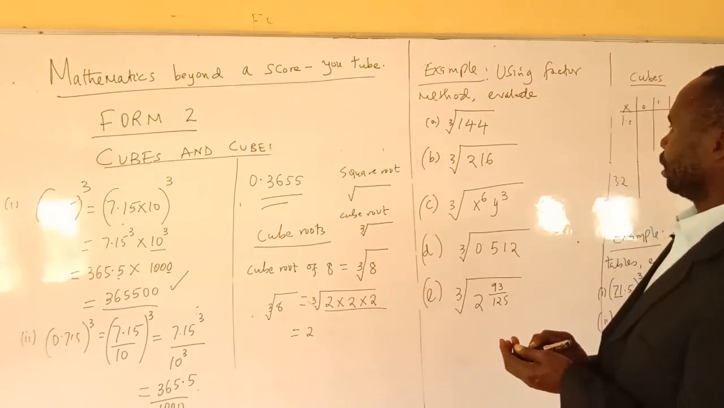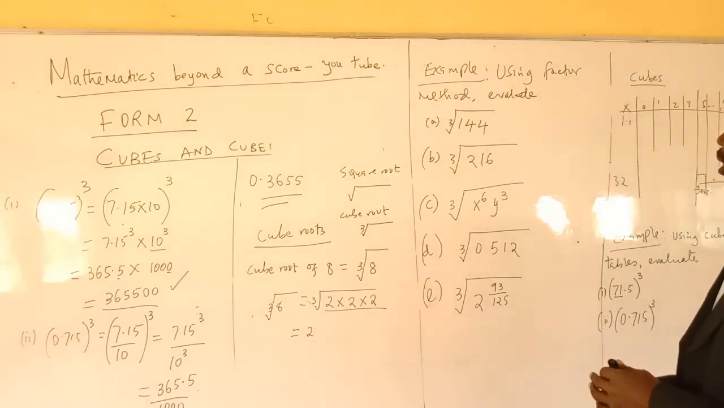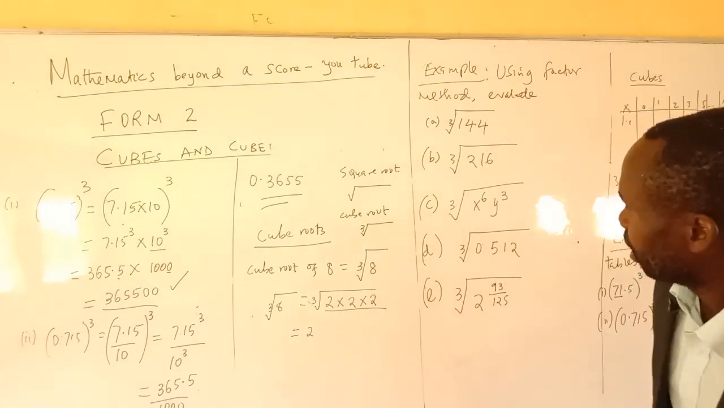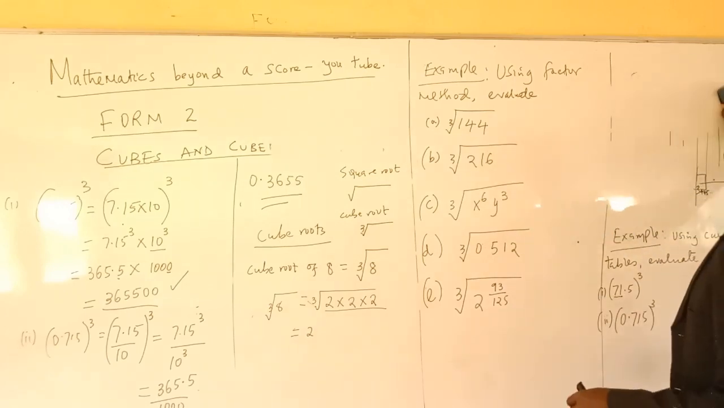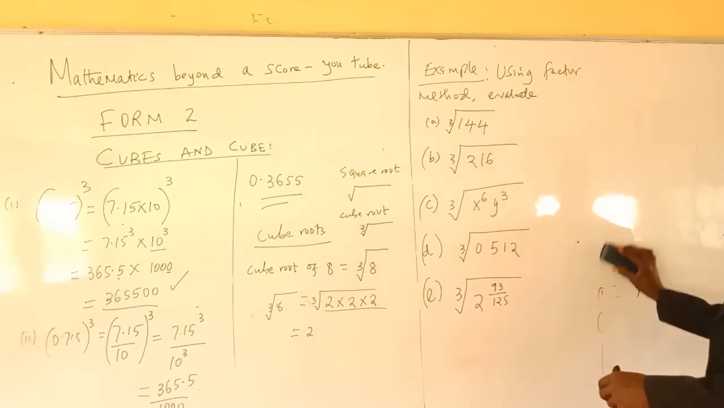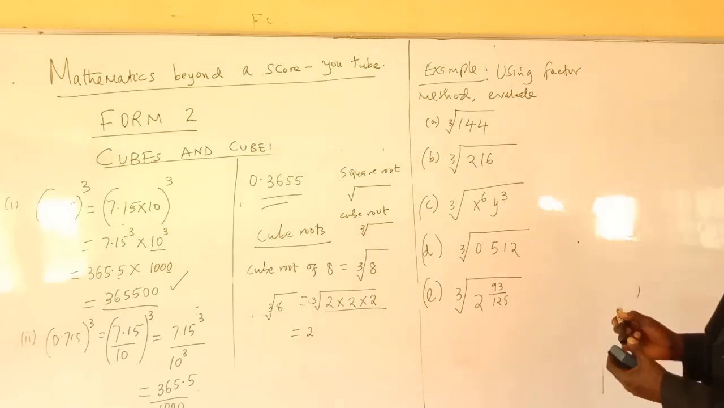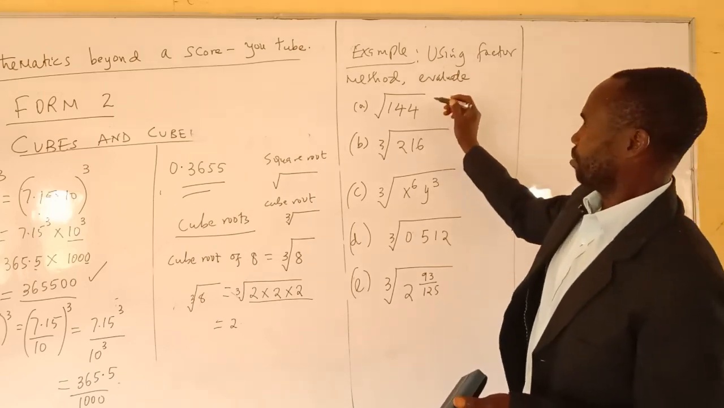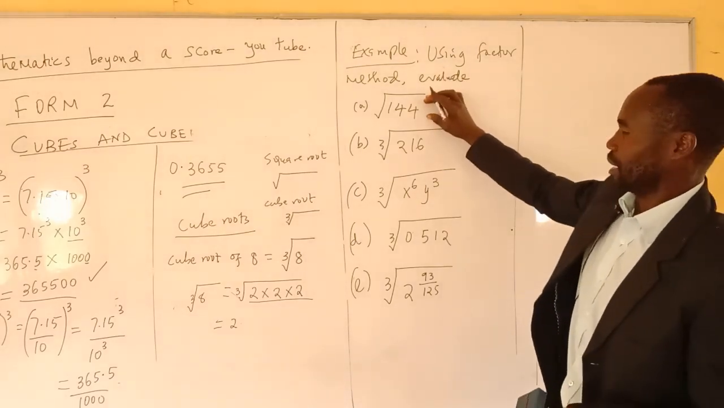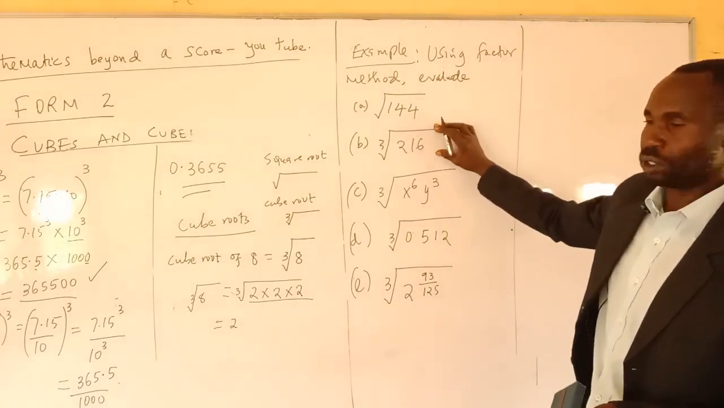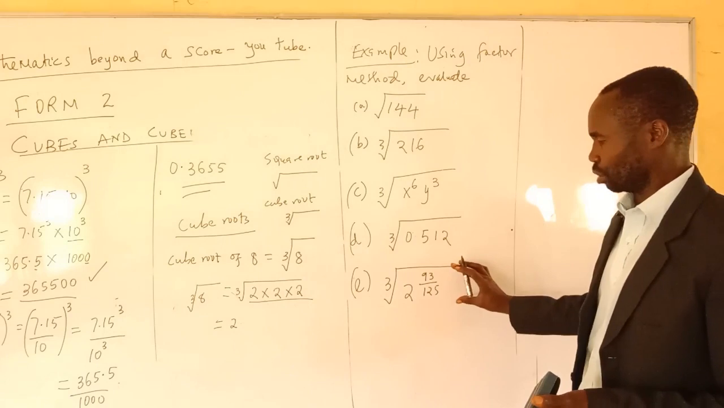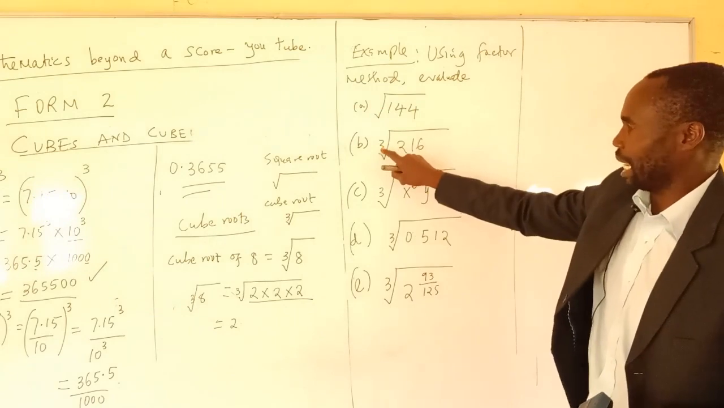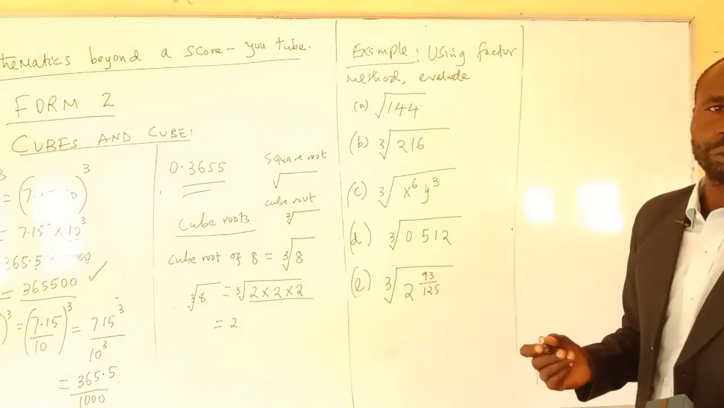I'll do A, B, and C, then my students will do D and E as an assignment, because that's when you can do more practice. So here, my very good students, life is easy, very easy. This is a square root, and these are cube roots. When you are doing these questions, you should be able to read the sign inside here so that you know what you are supposed to do.